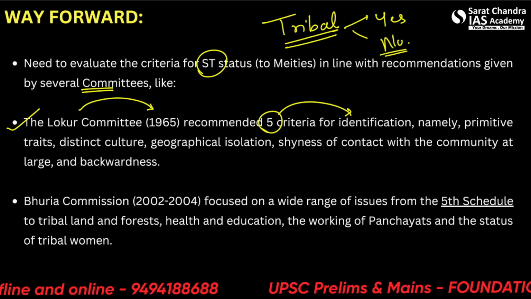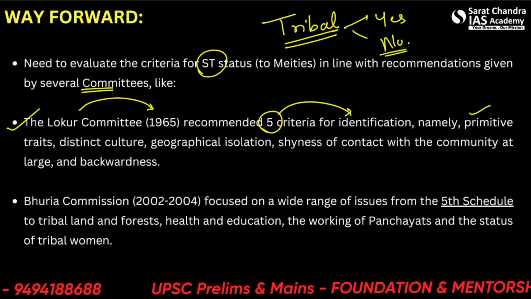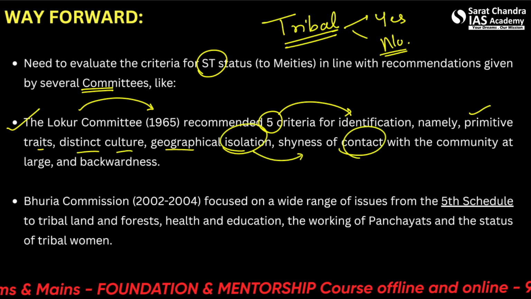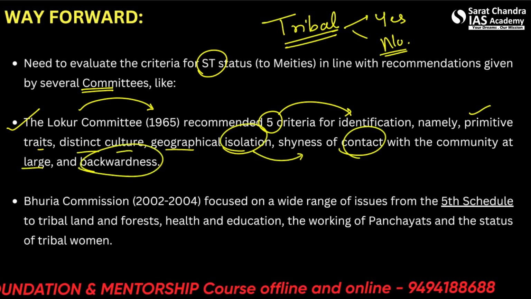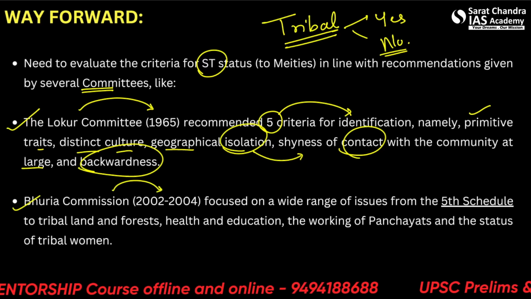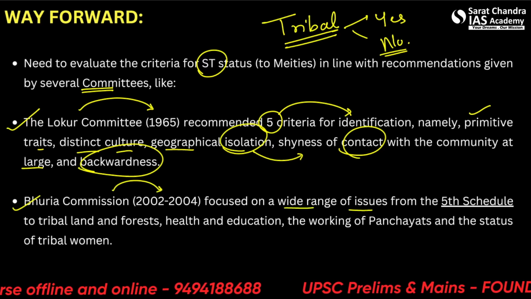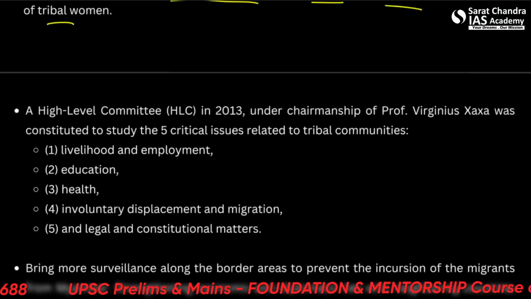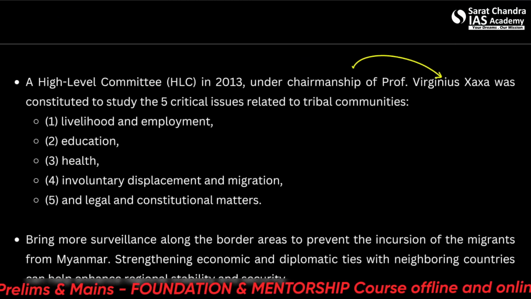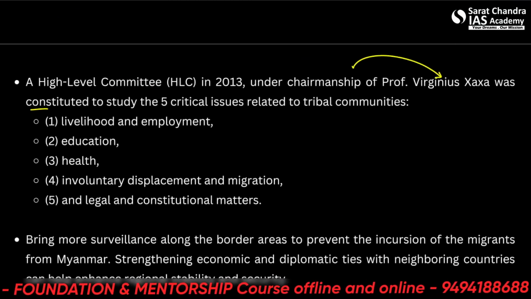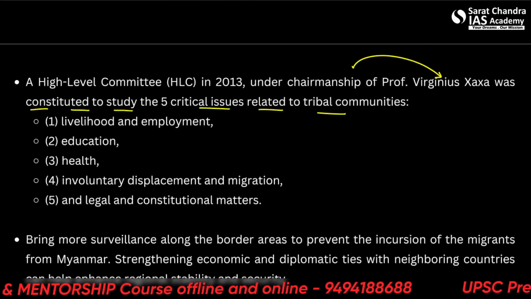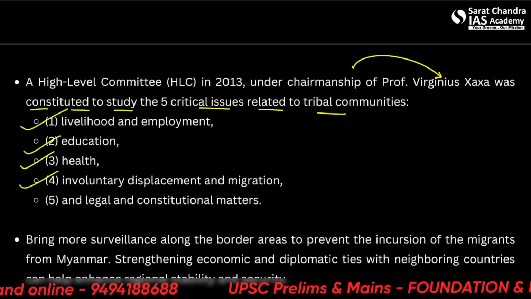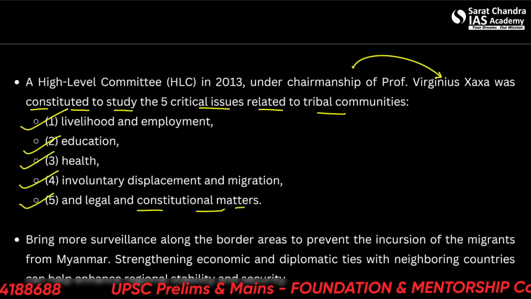So the Lokur Committee gave the 5 criteria such as primitive traits, distinct culture, geographical isolation, shyness of contact with the community at large, and backwardness. Then there is the Bhuria Commission, which was more recent. It focused on a wide range of issues from the 5th Schedule to tribal lands and forest, health and education, working of panchayat, and status of tribal women. Another recent one was under Virginius Xaxa, and it was constituted to study the 5 critical issues related to the tribal communities, which were livelihood and employment, education, health, involuntary displacement and migration, and legal and constitutional matters.